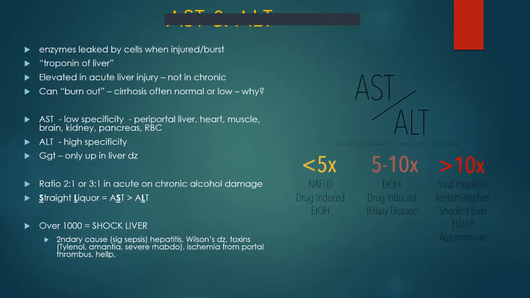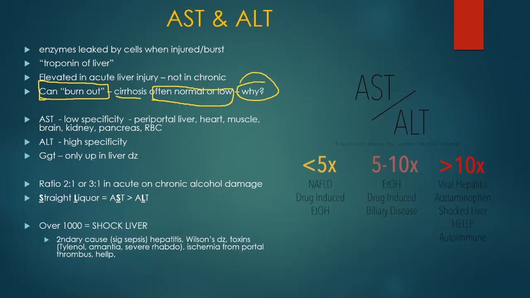That also means that they can burn out, which means that if you have a patient with cirrhosis, your AST and ALT can be normal or even low. And that's because it is not acute, right? So it's important for you to know that AST and ALT, the A means acute.